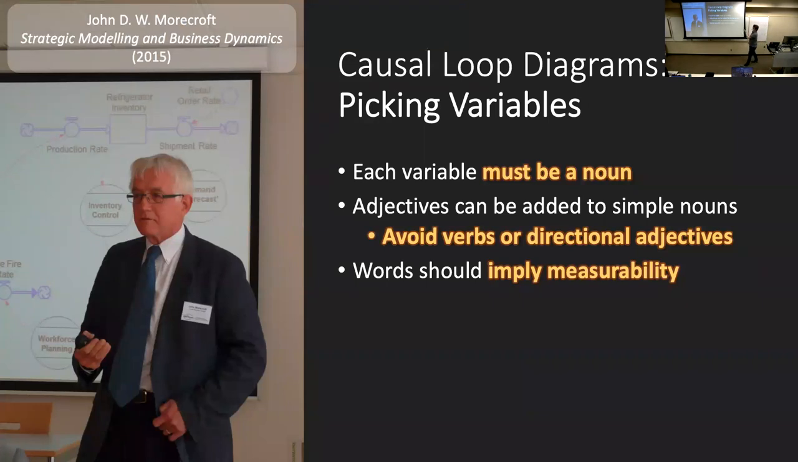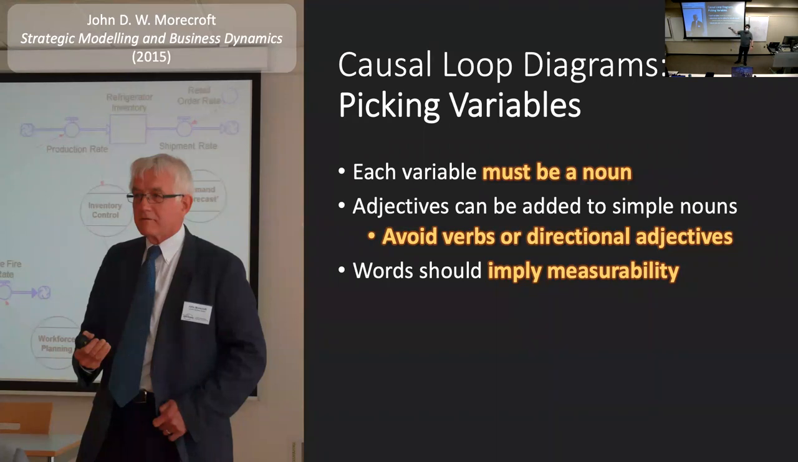The other thing, this is a little more important. Morecroft talks about picking variable names, and we talked about this a little bit last time. I know in the muddiest points, people said this is kind of a confusing thing. Each variable must be a noun or a noun phrase. So adjectives can be added to simple nouns, again, noun phrase, but try to avoid verbs.